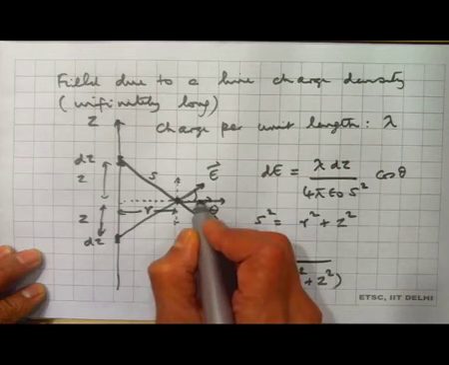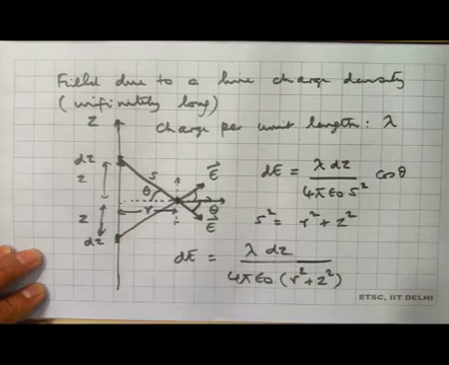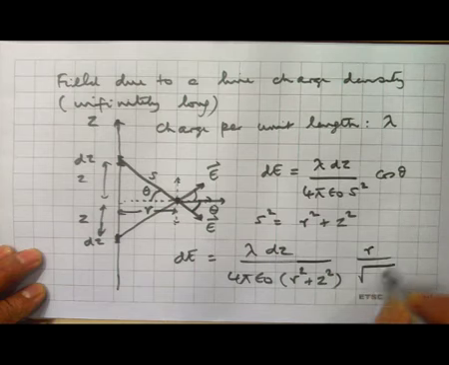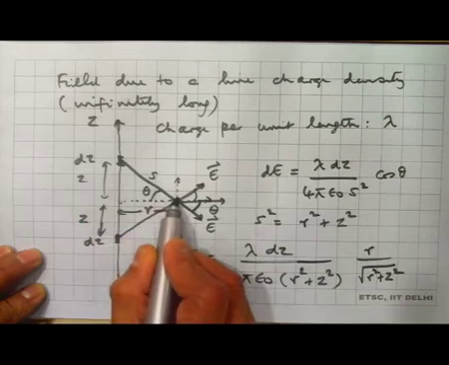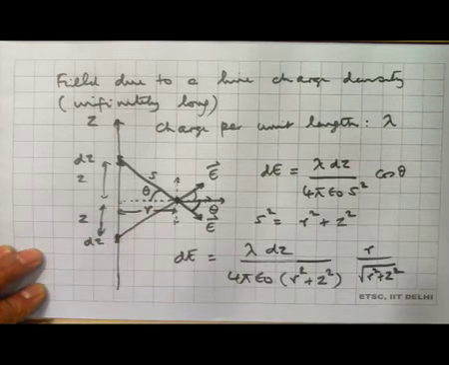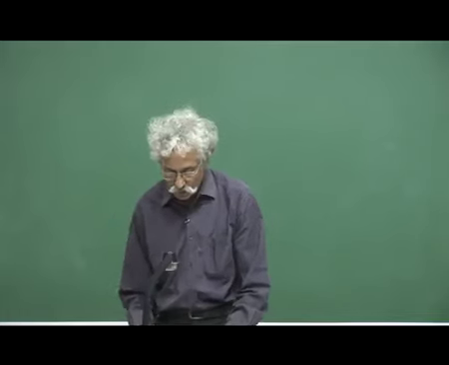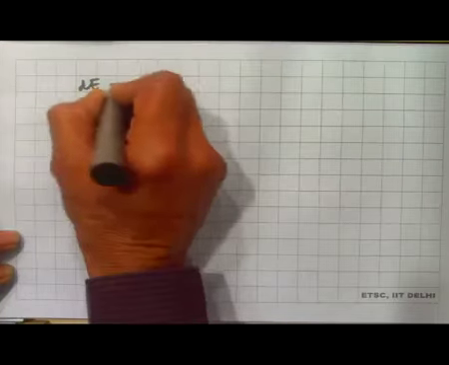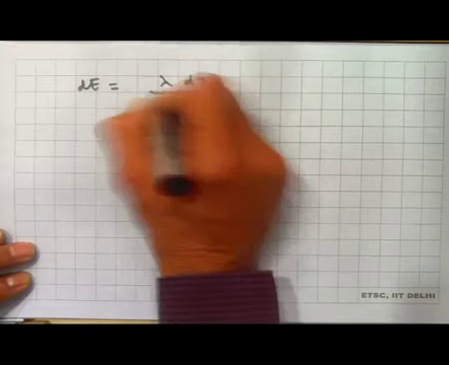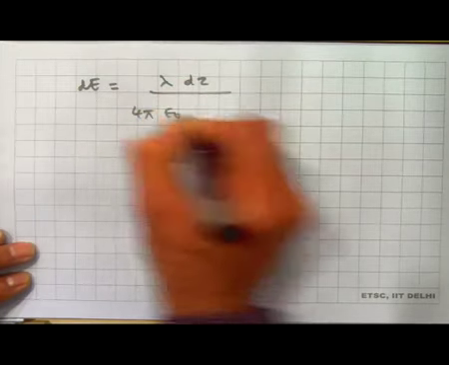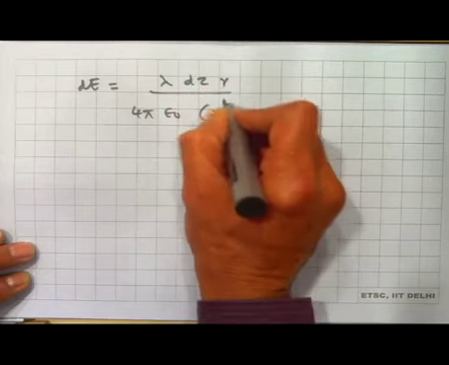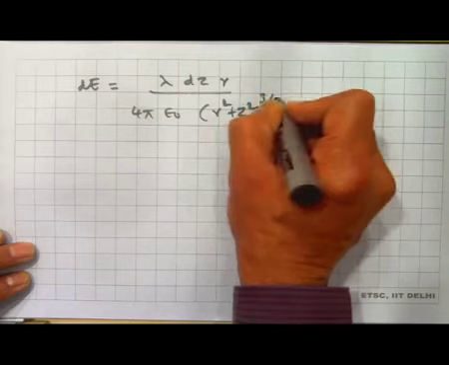Now cos theta, let me calculate, this is theta, this is this theta. So cos theta is nothing but r by square root of r square plus z square, which is this distance. So this is lambda dz by 4 pi epsilon 0 s square, which is r square plus z square, into cos theta. So this is the horizontal component, and as I mentioned, I do not worry about the vertical component. So let me simplify this. So dE becomes lambda dz by 4 pi epsilon 0, and there is r here, r square plus z square raised to the power 3 by 2.